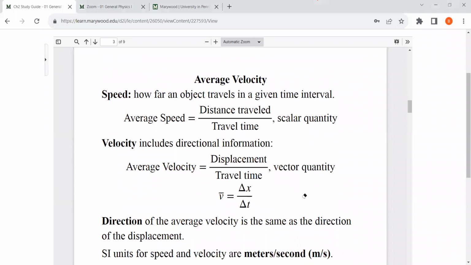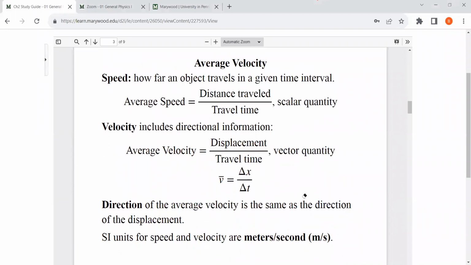The next thing is average velocity. Here you are going to learn speed, average velocity, and then instantaneous velocity. So what is average velocity? The mathematical definition of average speed is this one: average speed is distance traveled divided by the travel time. You see that here in the average speed we use distance.